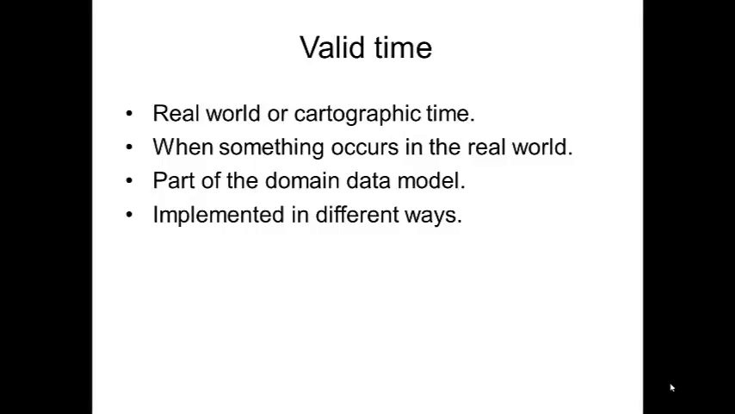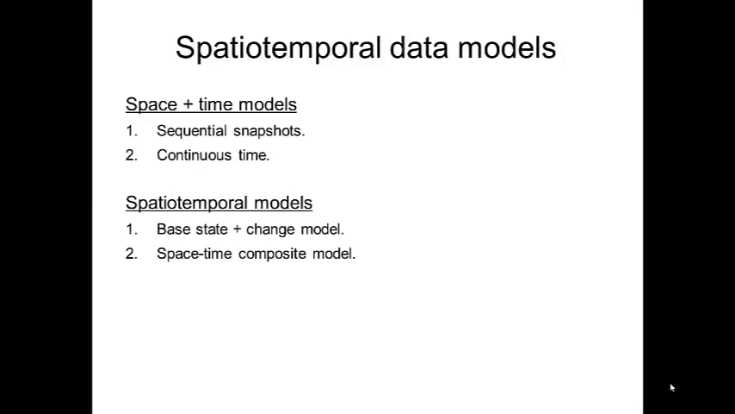Valid time. Valid time is also known as real world or cartographic time. It's all to do with what goes on in the real world. So it's part of the domain model. And it's implemented in different ways, and this is one of the problems. Or maybe it's just inherent to it, but it's a problem.